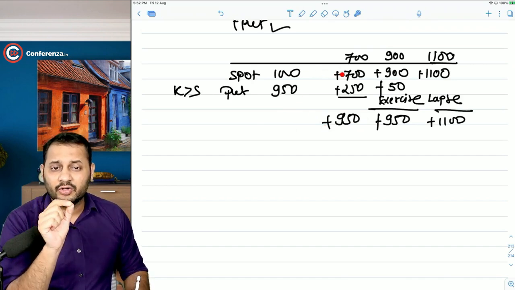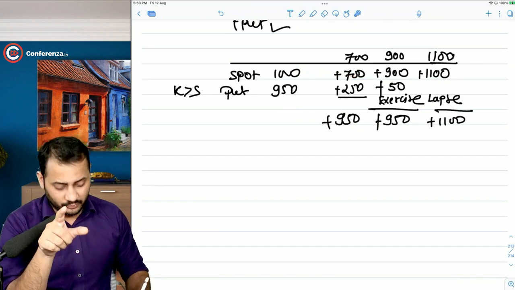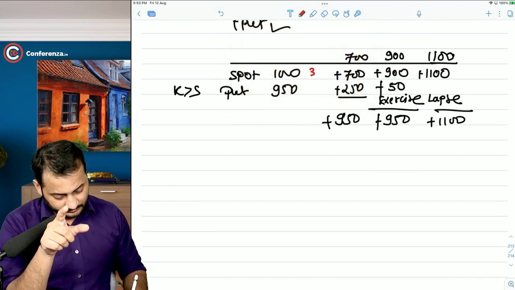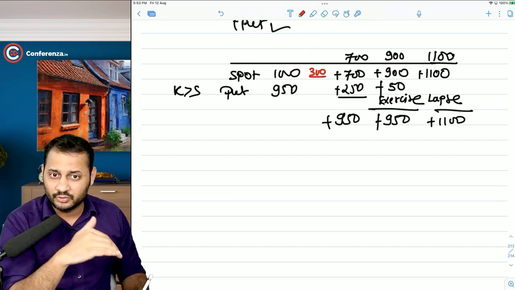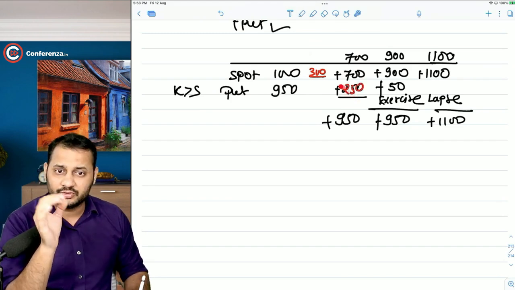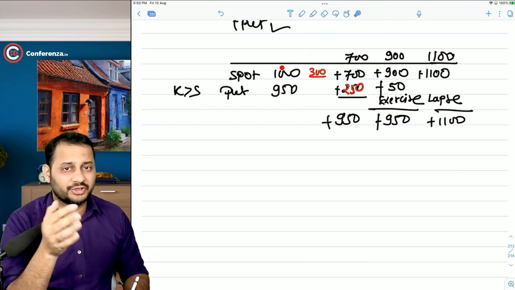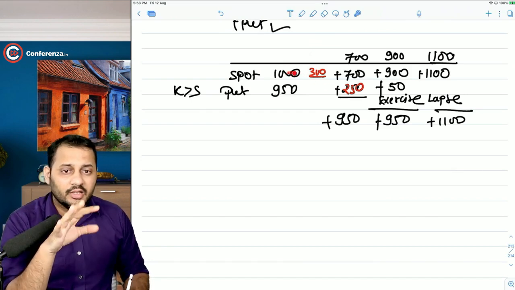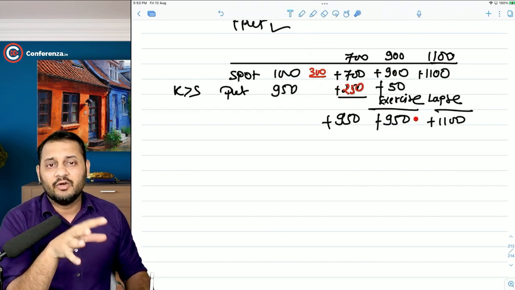See, if the price goes down, there is a loss of 300 rupees in the spot market, but there is a profit in the options market of 250. So the net loss is only 50 rupees, which you can afford. That's what the question says. The loss will not go beyond 50 rupees. So this is how we do the hedging.